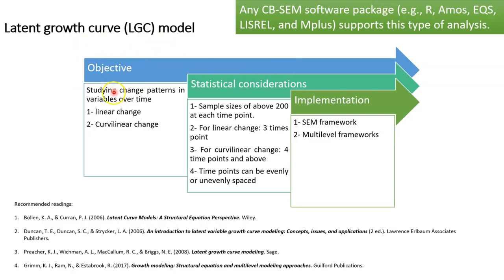So, latent growth curve modeling is used to study change patterns in variables over time, and this change could be either a linear change or a curvilinear change. With respect to sample size, you need to have at least 200 subjects at each assessment point. And if the change pattern that is being studied is assumed to be a linear change, then data should be collected at 3 time points. However, if the change that is being studied is assumed to be a curvilinear change, then data should be collected at 4, 5, or 6 assessment points, depending on the requirements of the analysis.